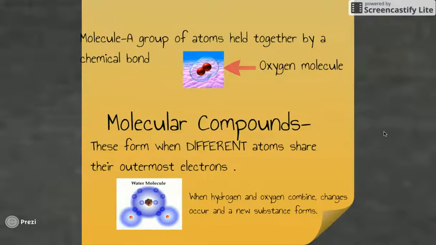Molecular compounds form when different atoms share their outermost electrons. Remember, electrons are on the outside of an atom. Water is an example of a molecular compound. As you can see in the picture, when hydrogen and oxygen combine, their outermost electrons are shared, and an entire new substance forms, which is water. This substance cannot be separated by physical means. So I cannot physically separate a water molecule. I would have to chemically separate it.